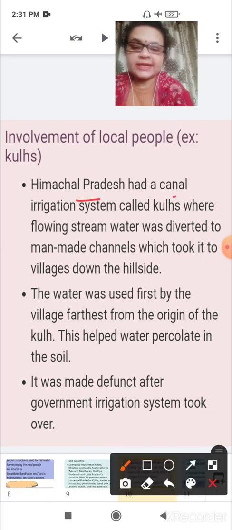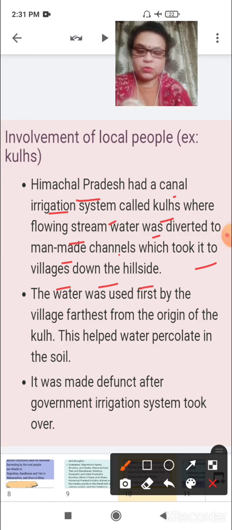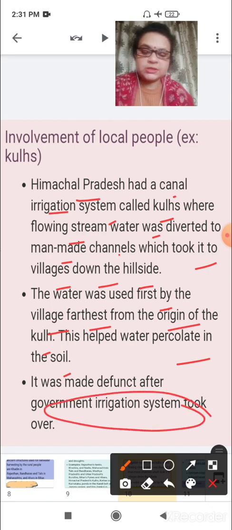Himachal Pradesh had a canal irrigation system called Kuls, where flowing stream water was diverted into man-made channels which took it to villages down the hillside. The water was used first by the village farthest from the origin of the kul. This helped water percolate into the soil and improved the fertility of the soil. It was made defunct after the government irrigation system took over. It was finished.